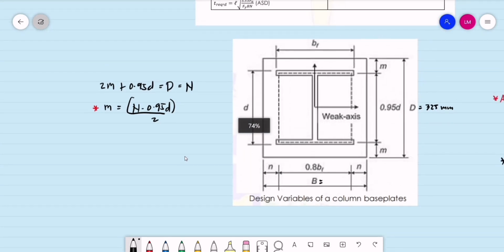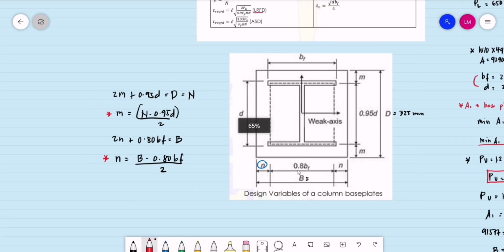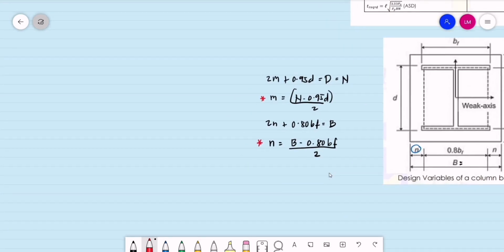What about the value of n? Twice n plus 0.80 of the bf is equal to the value of B. Therefore, the value of n is equal to B minus 0.80 of the bf, also divided by 2. So that's how we compute for the value of m and the value of n. So let's have their values.